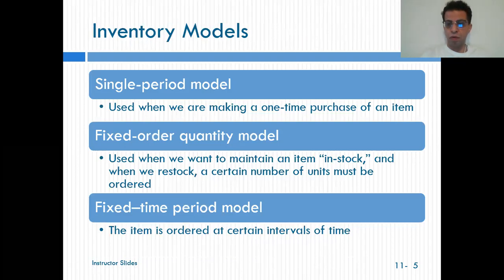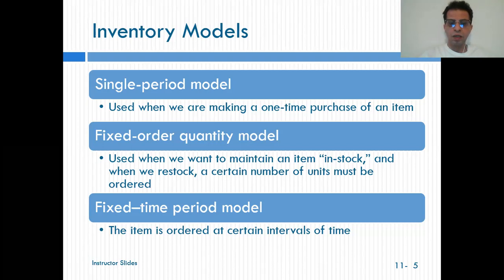Now, in the inventory models, there is what you call a single period model, used when we are making a one-time purchase of an item, like a big machine. There is what you call a fixed order quantity model, used when we want to maintain an item in stock, and when we restock, a certain number of units must be ordered.